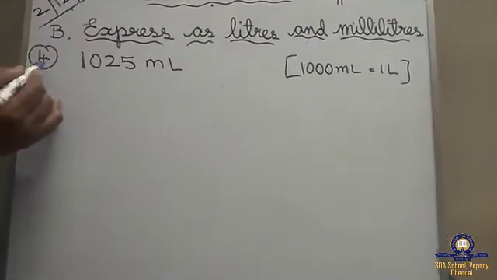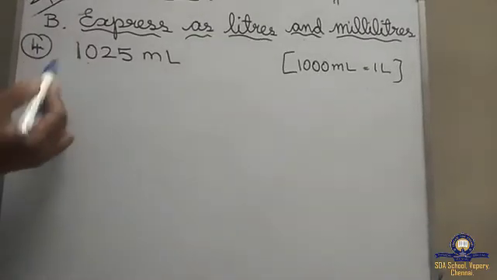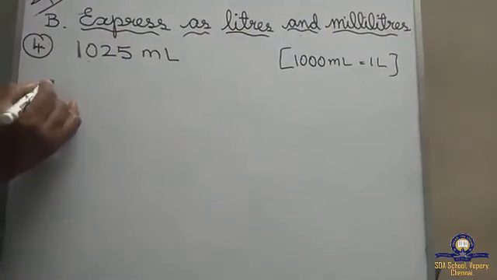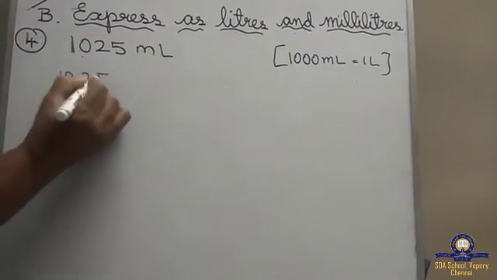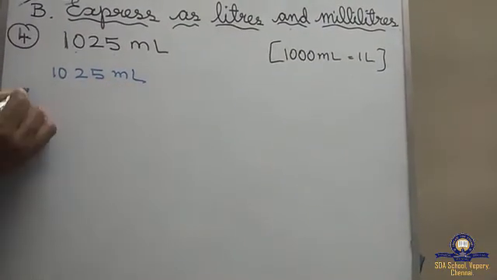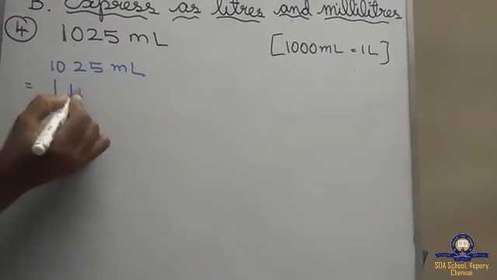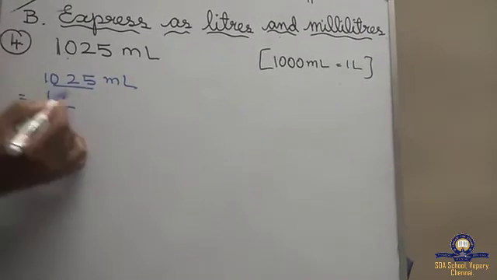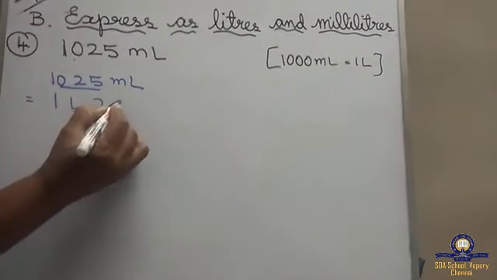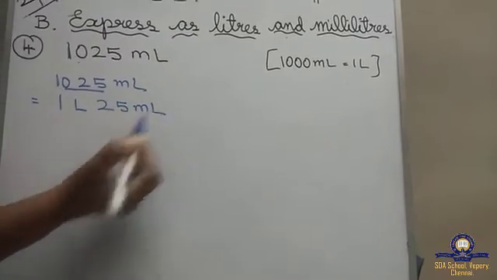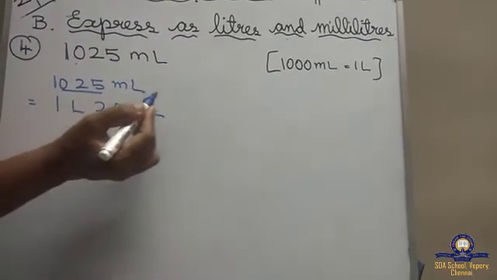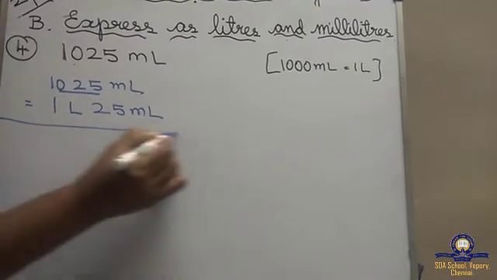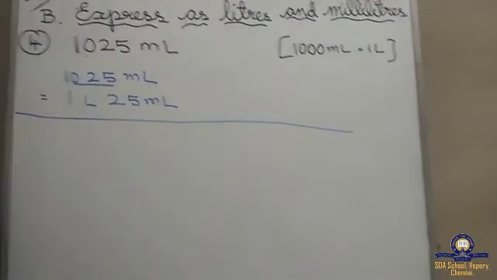Okay, children, the fourth sum, 1025 ml. 1025. See, 1000 ml is equal to 1 liter. So what's the answer, children? Very easy, isn't it, children? What will come? 1 liter, and these 3 digits will be coming under milliliter. But 0 has no value. So what you have to write, children? 25 ml. 1 liter, 25 milliliter. Understood, children? Okay. We'll see the fifth sum.